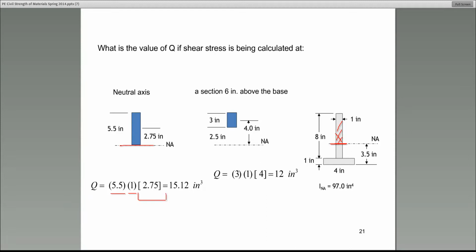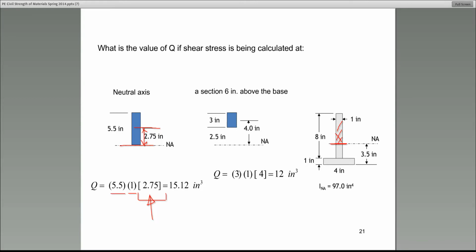The moment arm in this case is 2.75. This is where things get complicated. How do we calculate the moment arm? Guys, I will tell you, and please write it down. This moment arm you need is simply the distance between the centroid of the area we have highlighted, measured from the neutral axis of the entire body. So in this case, it's 2.75.